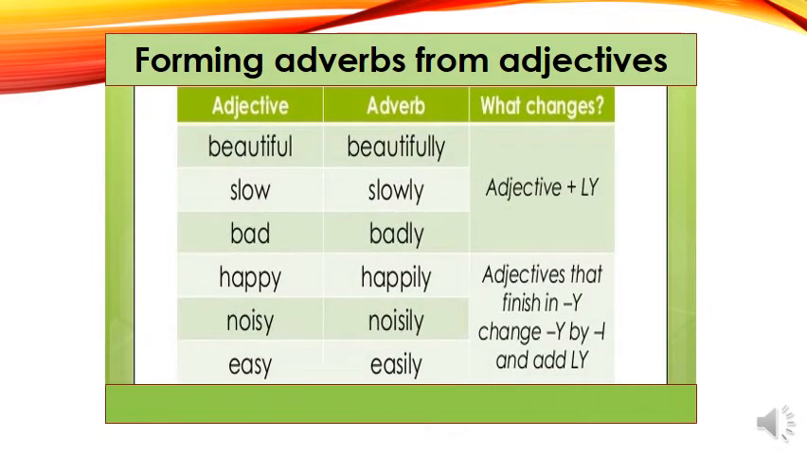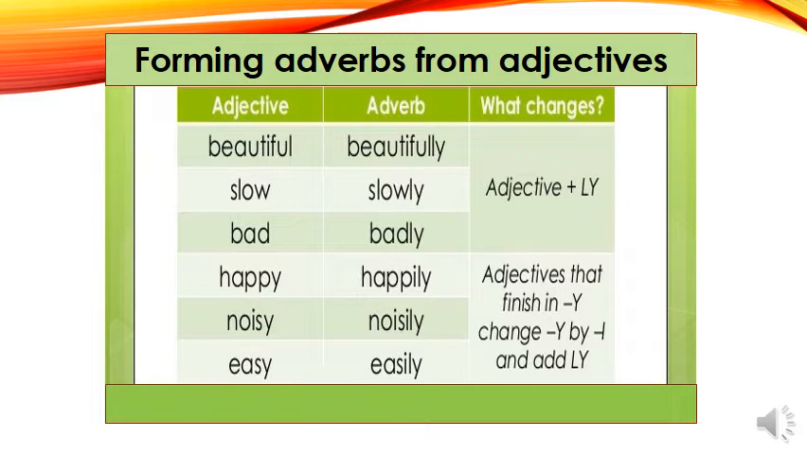Forming adverbs from adjectives. So here you can see adjectives, and then by adding ly we will change the adjectives into adverbs. Let's come to the first one, beautiful. It has become beautifully when you have added ly at the end of the adjective. Slow, it became slowly. Bad, it became badly. So, we have changed adjectives to adverbs by adding ly.